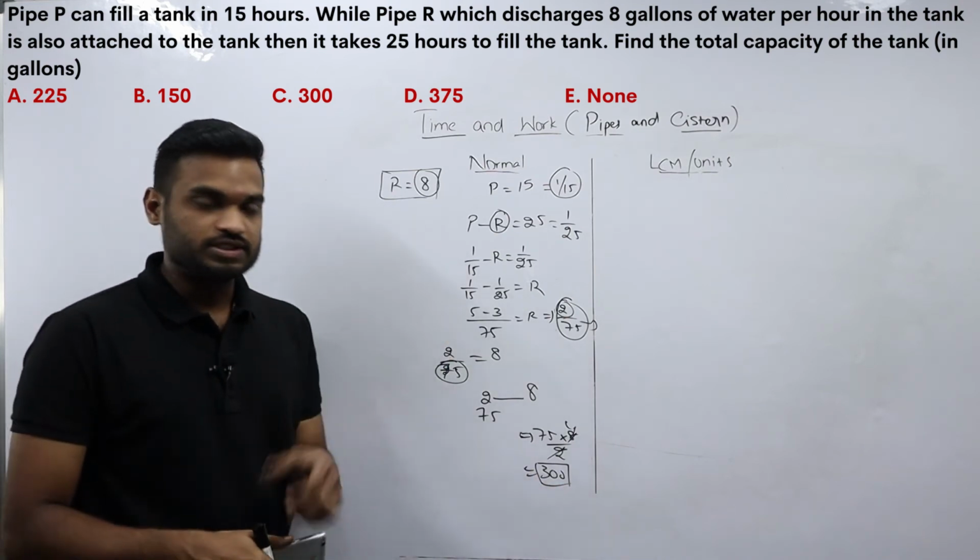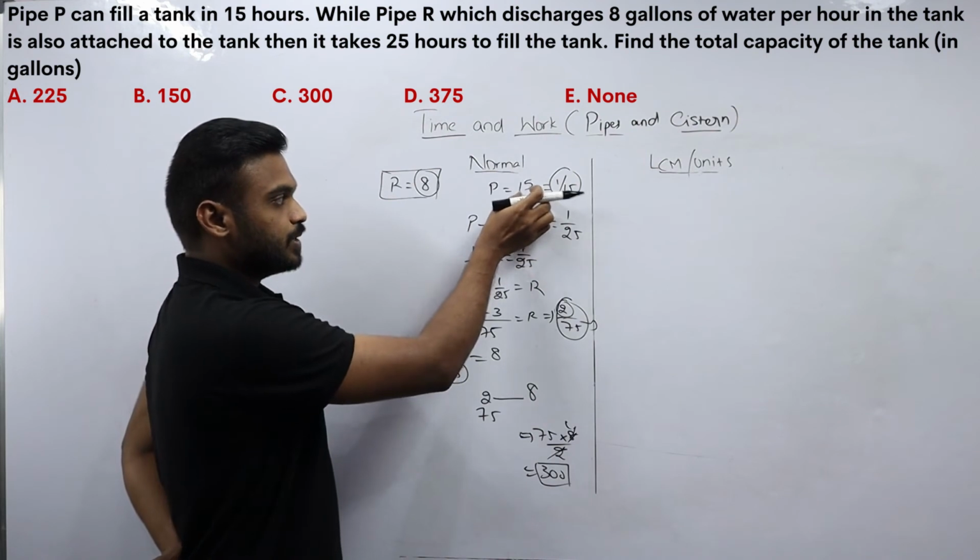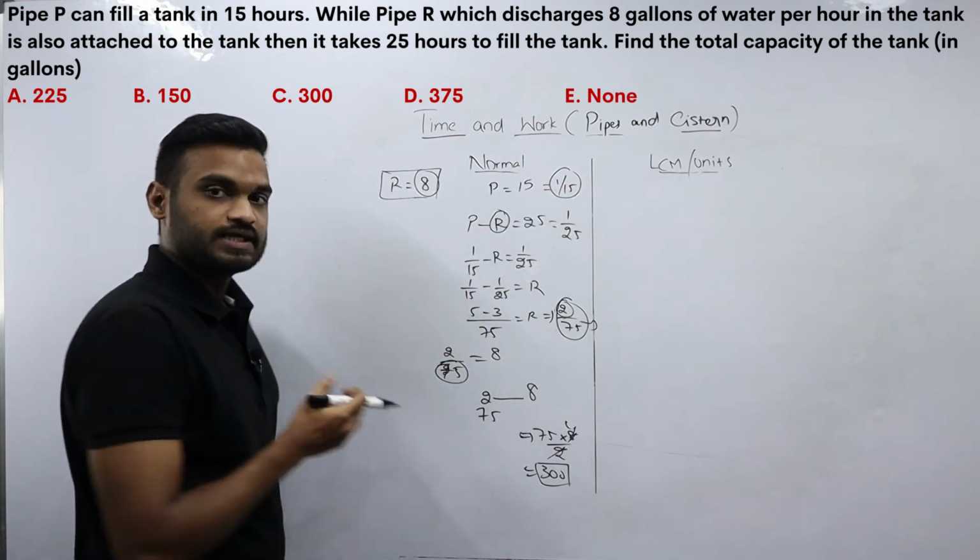See here, I will explain once again. Here they have given P in the form of hours and R in the form of 8 gallons of water.